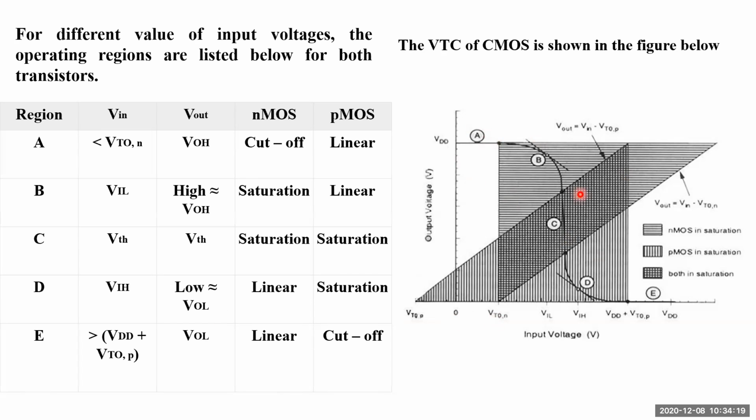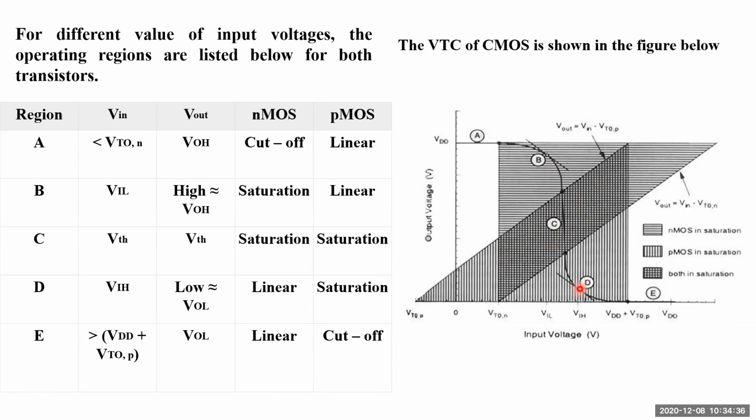Then again region B, region C. In this region C, you can see now both are in the saturation region. Both the transistors, NMOS and PMOS, are in saturation region. That's why it's denoted as this one.